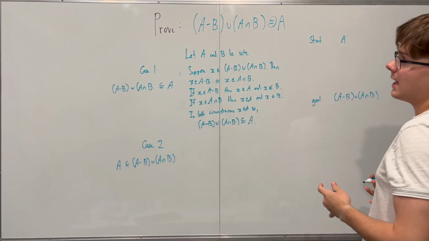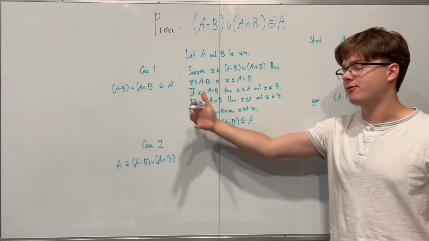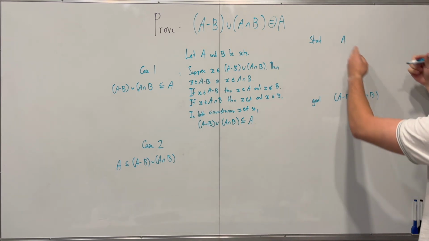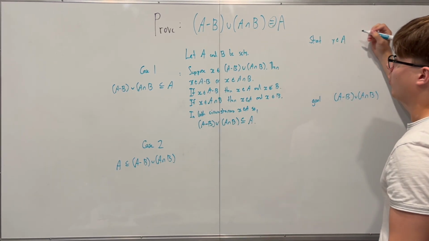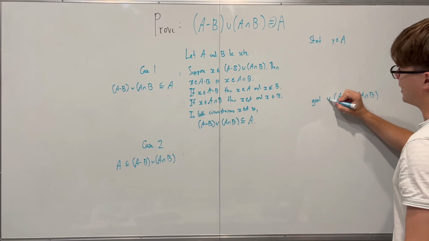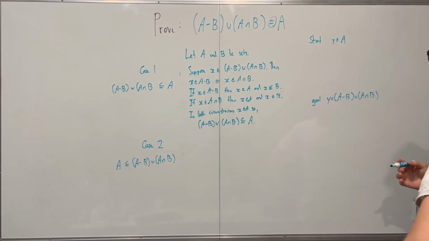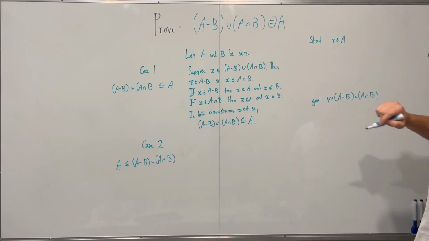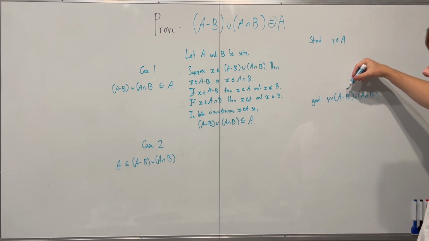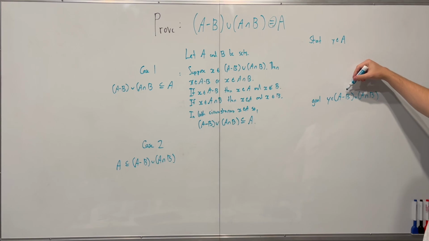Okay, so for our second case, we're going to employ the same strategy as we did for our first case. We need to show that any element in A, we'll name it Y, must also be an element in our goal set, in this case, A minus B union A intersection B. So how are we going to do this? Well, it's difficult to break this apart. So maybe we should instead look at our goal and see, well, we can work backwards, right?